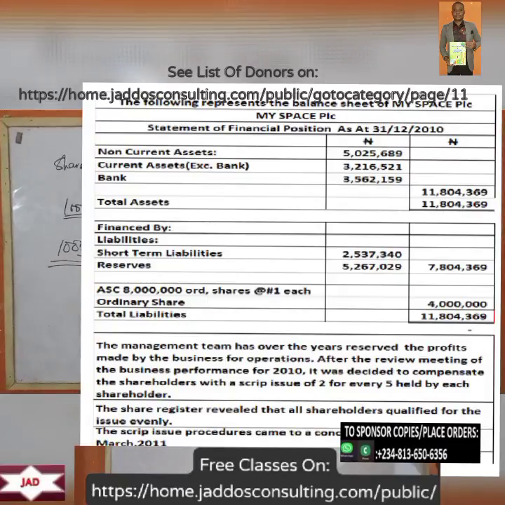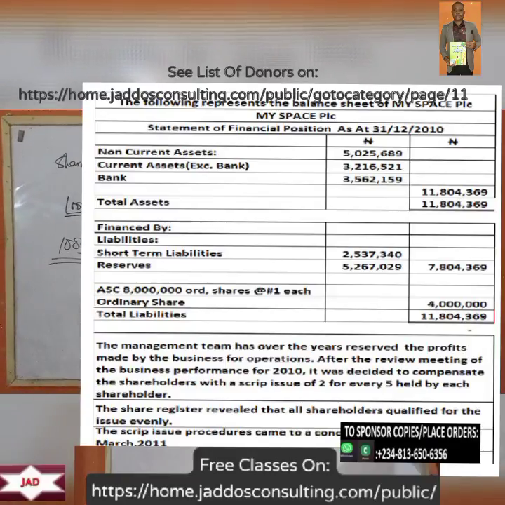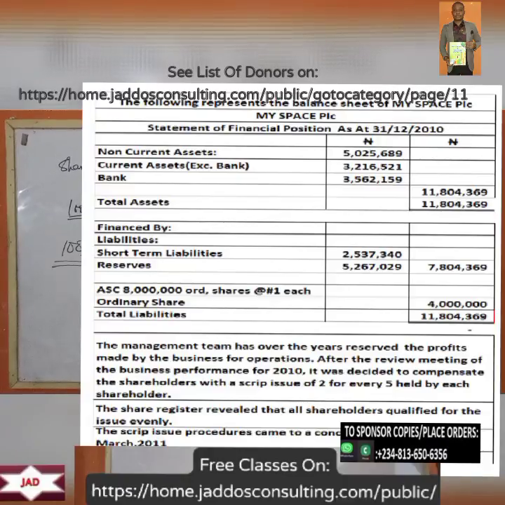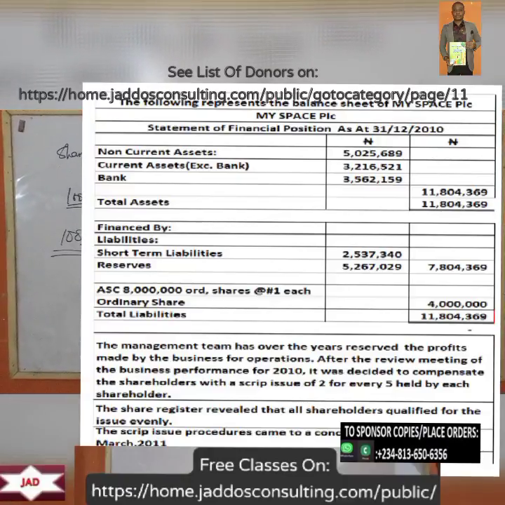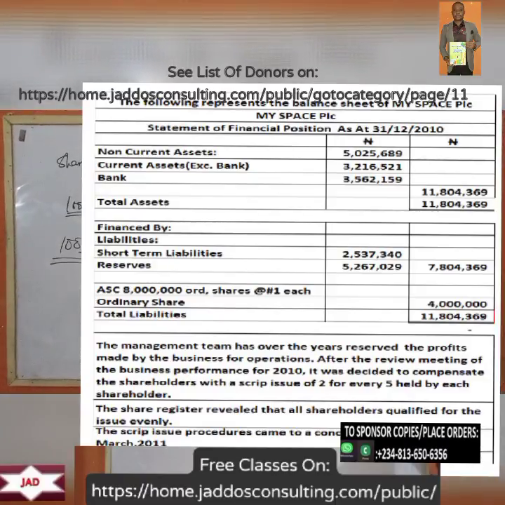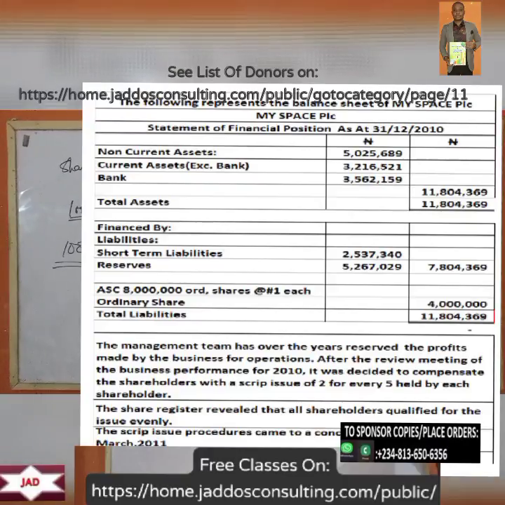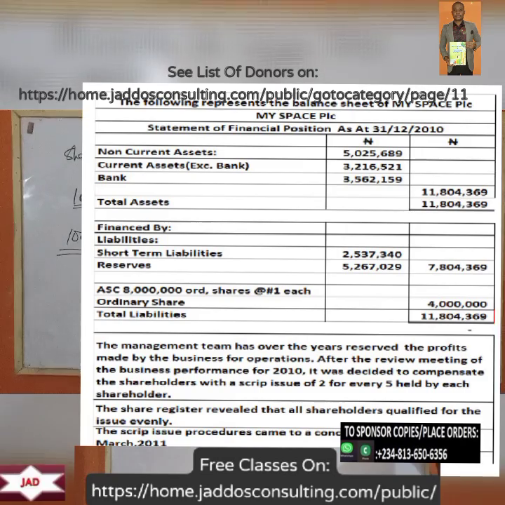So the management team has over the years reserved the profit made by the business for operations. After the review meetings of the business of March 2010, it decided to compensate the shareholders with a scrip issue of 2 for every 5 held by each shareholder. The shareholder revealed that all shareholders qualified for the issues evenly. The scrip issue procedures came to the conclusion on 30 March 2011. Show the necessary entries to record the shares issued.